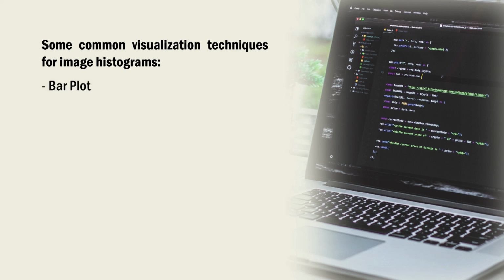First is bar plot. We all know what a bar plot is, but let us see what it means basically. The most common way to visualize image histograms is through a bar plot. In this plot, the x axis represents the pixel intensity values and the y axis shows the frequency of each intensity value. Each intensity value has a corresponding bar that shows its frequency. This is called a bar plot.